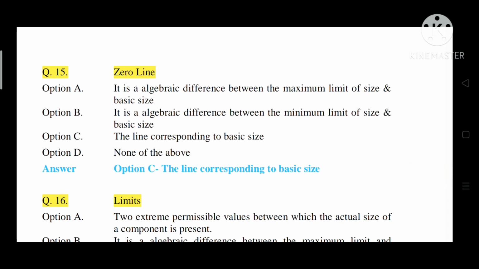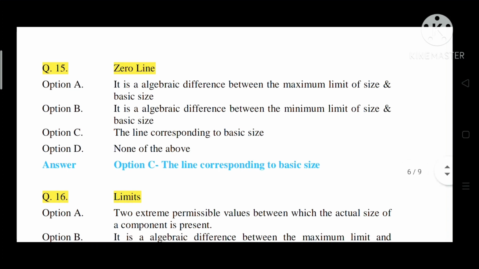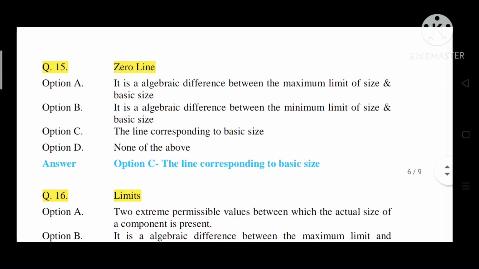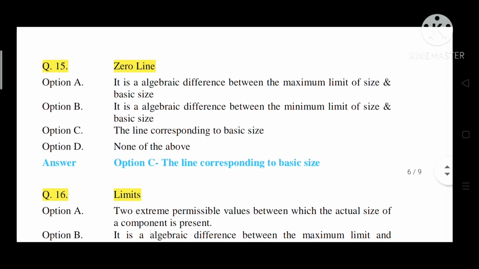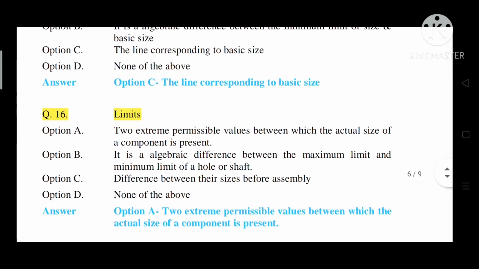What is zero line? Question number 15. Option A, it is an algebraic difference between the maximum limit of size and basic size. Option B, difference between the minimum limit of size and basic size. Option C, the line corresponding to basic size. Option D, none of the above. So correct answer is option C, that is line corresponding to the basic size, that is zero line.